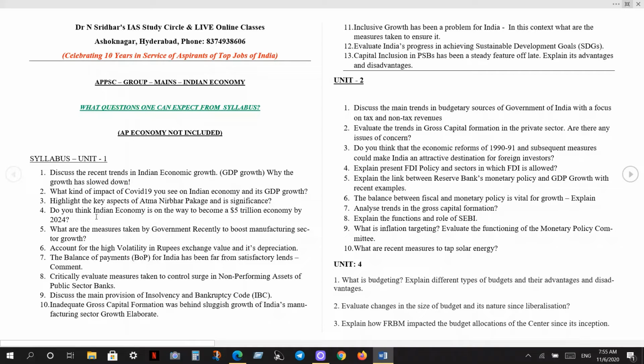This they may ask. This is a most visited area from before COVID. Whether the Indian economy is on the path to become a $5 trillion economy in GDP size, because we are already around 2.2, 2.4. So before COVID, it was always thought that by 2024 we could reach the $5 trillion size economy, but post COVID there are a lot of doubts. So this question may be revisited, and instead of asking a general question on Atmanirbhar, what are the measures the government has taken recently to boost the manufacturing sector? You can expect a question.